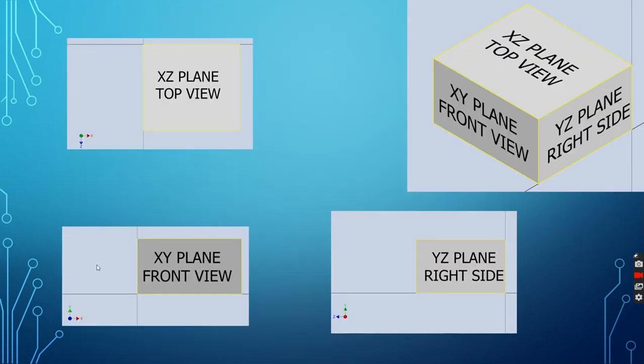Again, you'll see that here is our top view, which is the XZ plane. The front view, which is the XY plane. The right side is the YZ plane. And here is our cube. Now we're going to take a look at drawing it in Inventor.